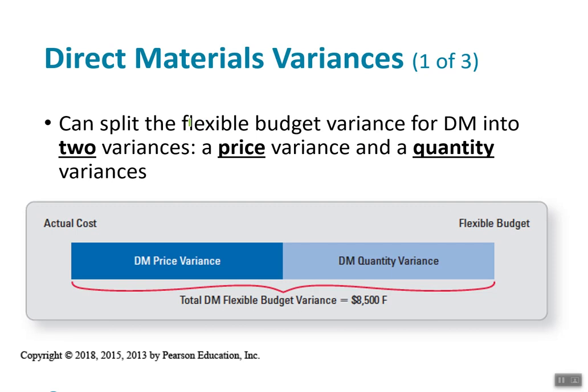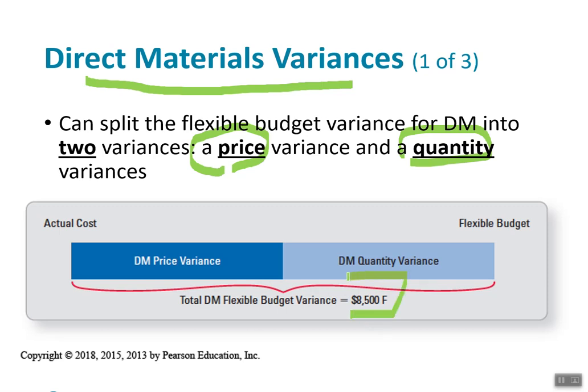Now, there's a number of different variances. So for each of the production components, direct material, direct labor, and factory overhead, we are going to have a price variance and a quantity variance. And those two combined will show that in this case, we had $8,500 favorable for the flexible budget.